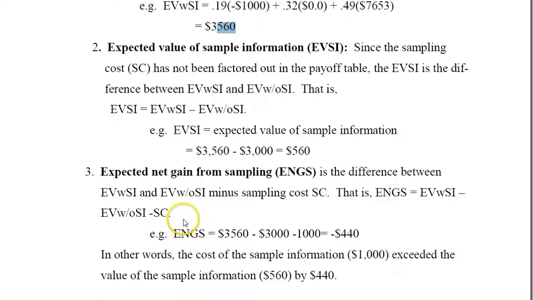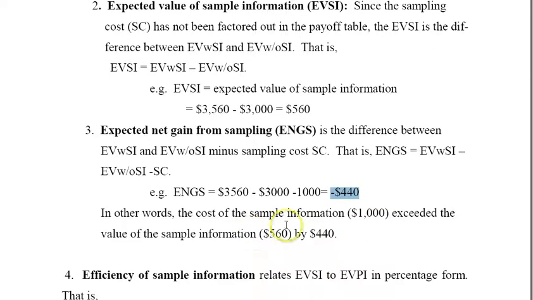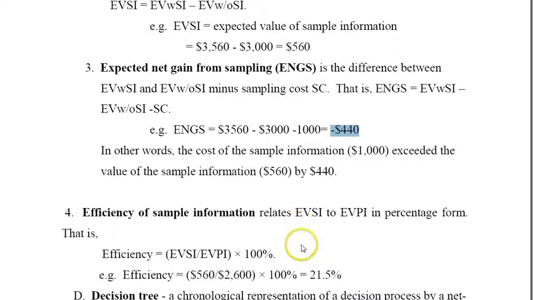How much did I gain? My expected net gain is the expected value with sample information minus the expected value without the sample information. But now I have to subtract my sampling cost. So really my sampling cost is way more than the value of my sample information. So I end up losing $440. In other words, the cost of the sample information of $1,000 exceeds the value of the sample information, which is 560, by $440.